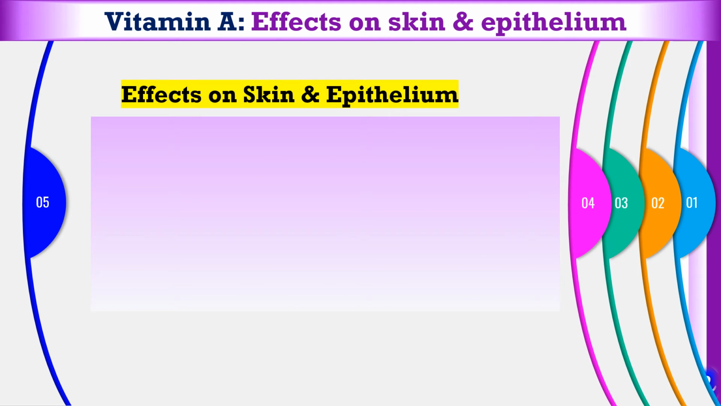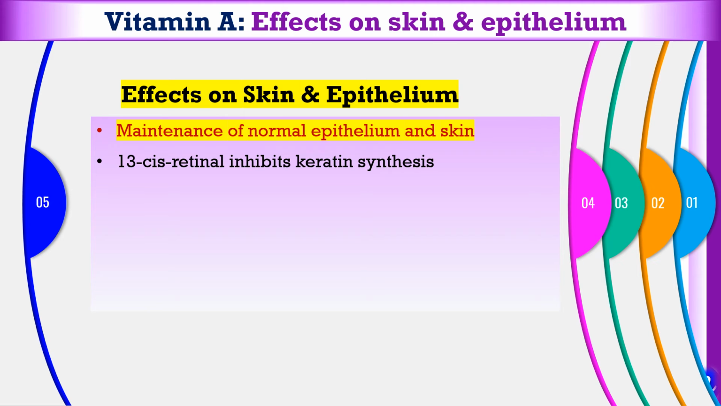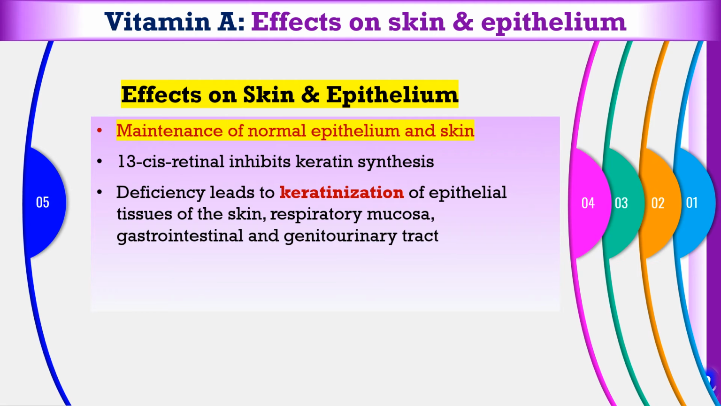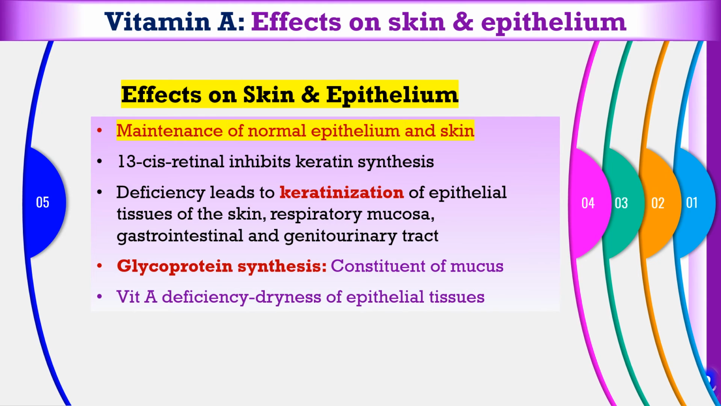Vitamin A also has effects on skin and epithelium. It is required for maintenance of normal epithelium and skin. 11-cis retinal inhibits the keratin synthesis. So if there is deficiency of vitamin A, it leads to keratinization of epithelial tissues of the skin, respiratory mucosa, gastrointestinal and genitourinary tract, and it interferes with the normal functioning. It is also involved in the glycoprotein synthesis. Glycoproteins are the constituent of mucus. So if there is vitamin A deficiency, it results in dryness of epithelial tissues.